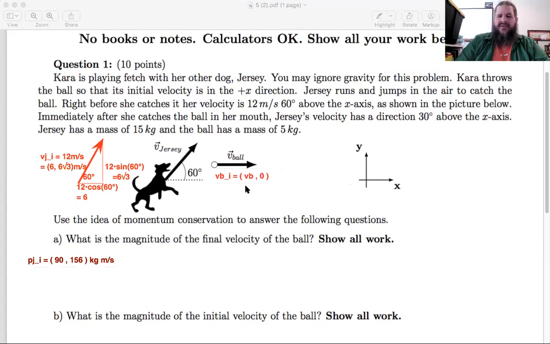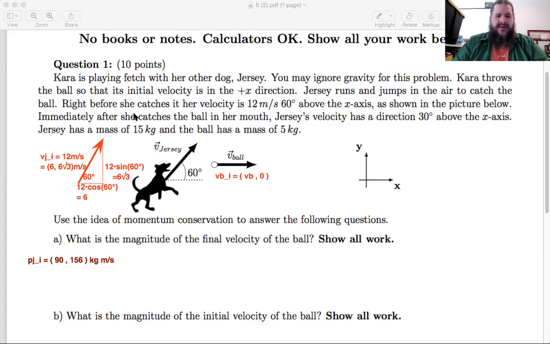So even though we don't know its initial velocity, we can write its initial velocity in terms of this unknown variable VB, because we know its x component is that total VB value and its y component is 0. If it hadn't been purely in the x direction, but we knew the angle, we could still use sine and cosine. We just write this as VB cosine theta and VB sine theta.